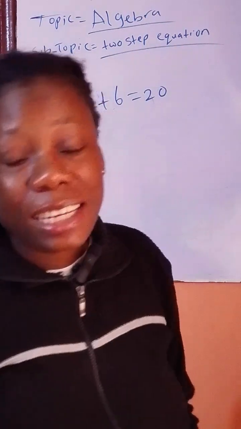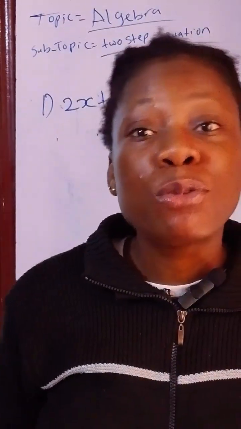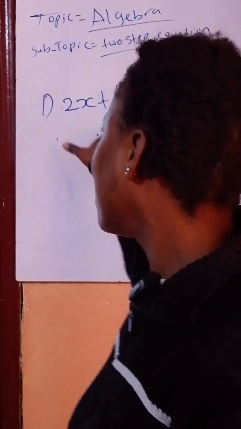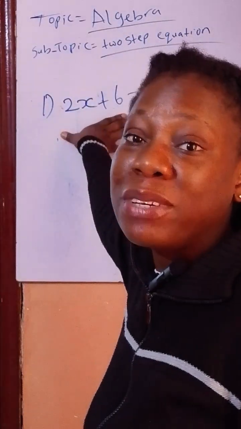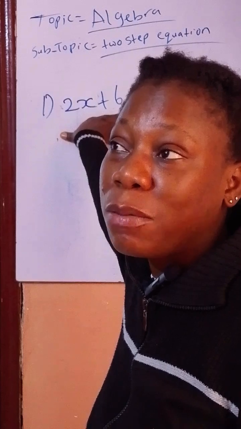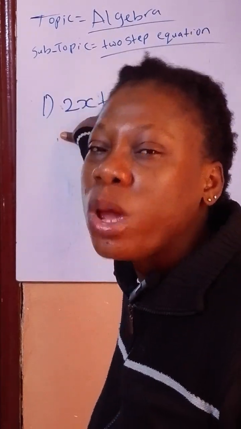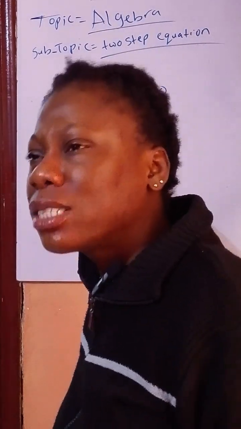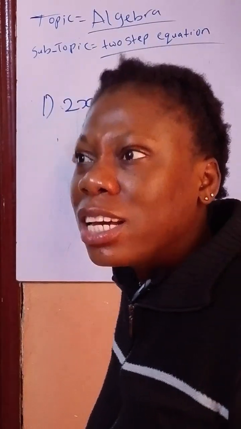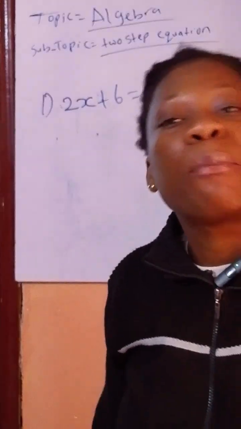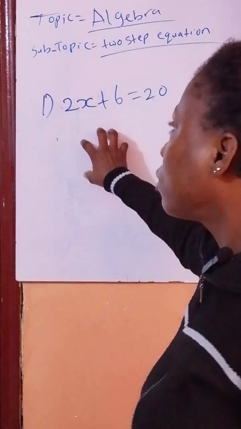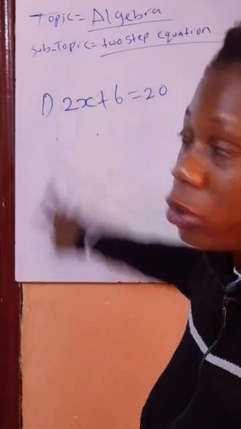So we have entered the main business that we have today. This is the example of two-step equation. Two-step equation because the operation requires two steps to solve. This is two-step equation. Let's solve it.